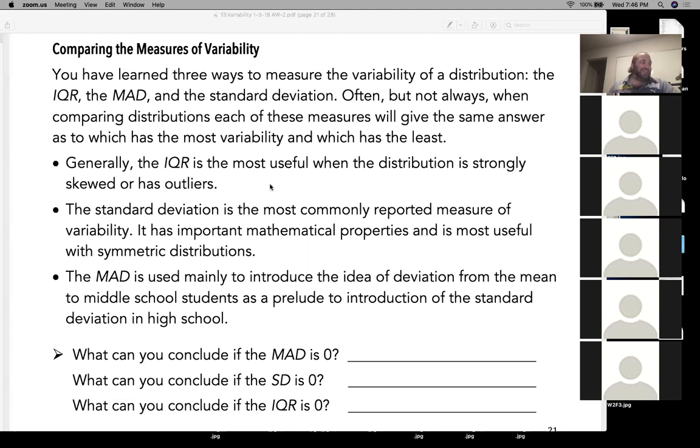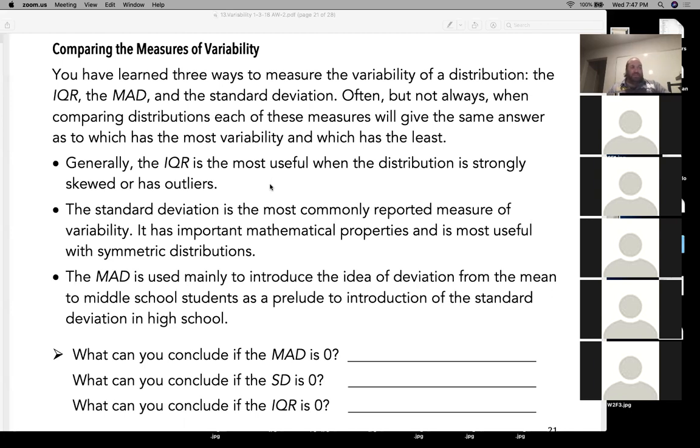The MAD is used mainly to introduce the idea of deviation and is never actually used in practice, which is kind of why I didn't really have it fully internalized, because I never use it. Now, let's go a little deeper here.